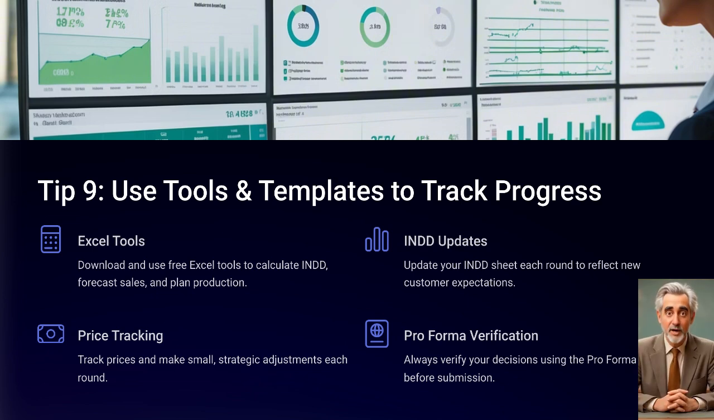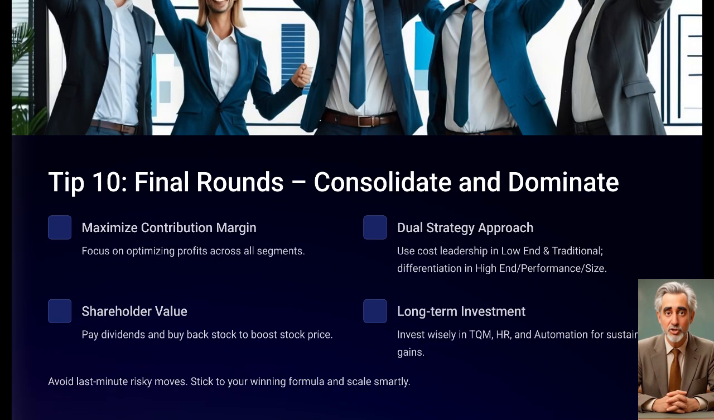Tip 10, final rounds, consolidate and dominate. In R6 to R8, focus on maximizing contribution margin. Use cost leadership in low end and traditional to lock in massive sales. Use differentiation in high end, performance, and size to maintain high prices and margins. Pay dividends and buy back stock to boost stock price. Invest wisely in TQM, HR, and automation for long-term gain. Avoid last-minute risky moves. Stick to your winning formula and scale smartly.